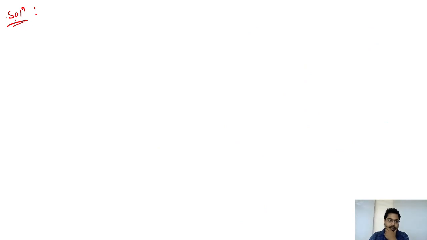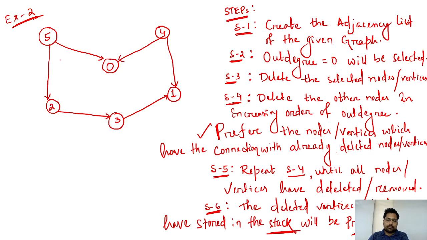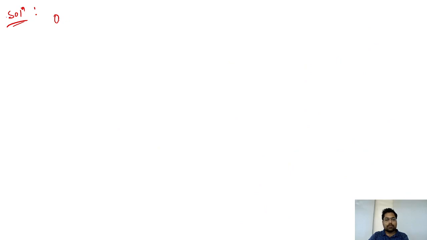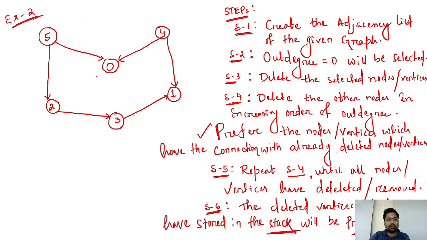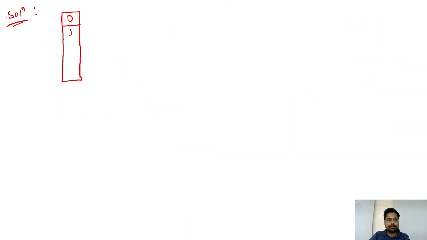For this graph of 5, you can start from 0, 1, 2, 3, anywhere. Suppose I am just starting from 0. The adjacency list will be written like this: 0, 1, 2, 3, 4, 5. There are 6 nodes.